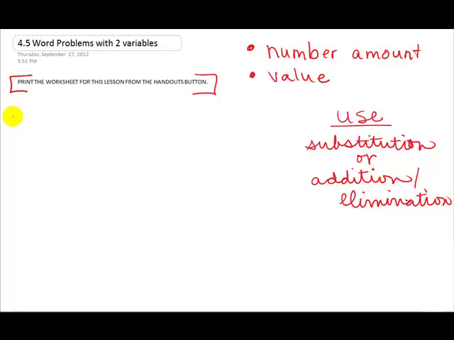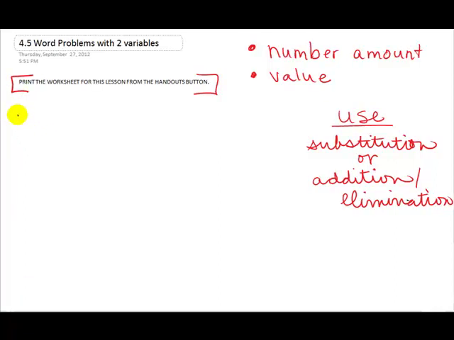So in our first word problem, I'm going to go ahead and switch this back to our black ink. Zacharias has a total of 59 coins, all of which are either dimes or nickels. The total value of the coins is $4.80. Find the number of each type. The first thing we want to do is look at the number amount. And so he has dimes and nickels that add up to 59.